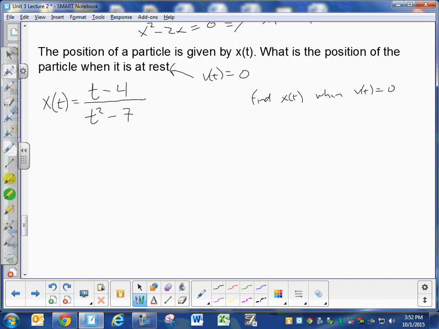All right, so first I need to figure out when v of t is equal to 0. I will have to find x prime of t, which is equal to v of t if we remember our calculus and physics relationships. And that would be using the quotient rule. Derivative of the top times the bottom minus the derivative of the bottom, just 2t, times the top, over the bottom squared.